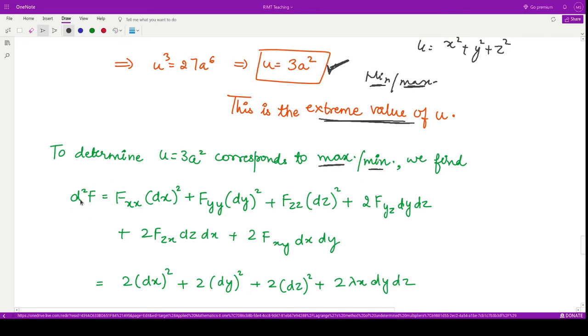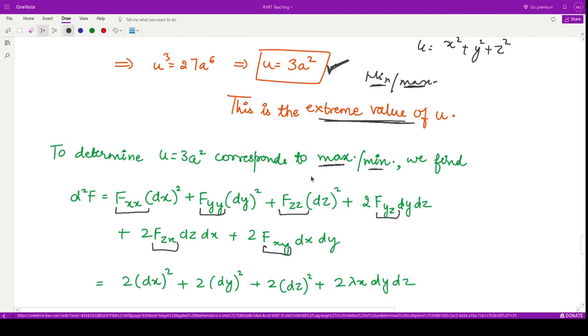So the expression for d2f that we did in the previous class, that was f of xx dx square plus f of yy dy square plus f of zz dz square plus 2 f yz dy dz plus 2 f zx dz dx plus 2 f xy dx dy. So this is equal to, now you first have to compute all these terms. So you can very easily calculate them. You have the first derivatives.